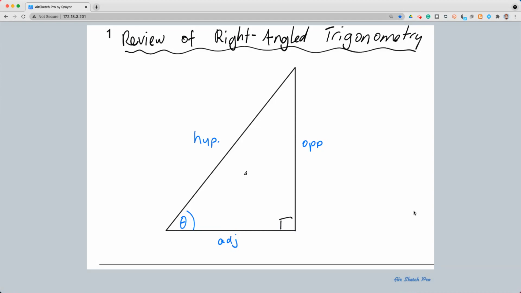And that pretty much covers every single combination, right? There are also three other functions which go the other way. So adjacent over hypotenuse, hypotenuse over adjacent, hypotenuse over opposite, and adjacent over opposite. There are three other functions.